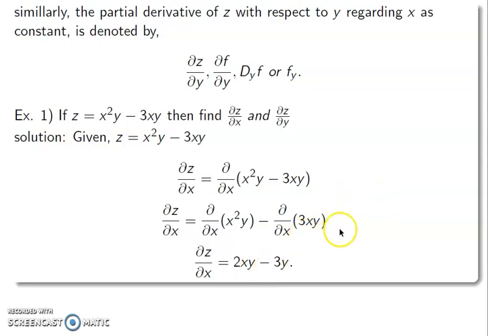Minus. Now what is the derivative of 3xy? Y is a constant term, I will take y outside. What is the derivative of 3x? That is 3 only. So 3y. So dou z by dou x is what? 2xy minus 3y.